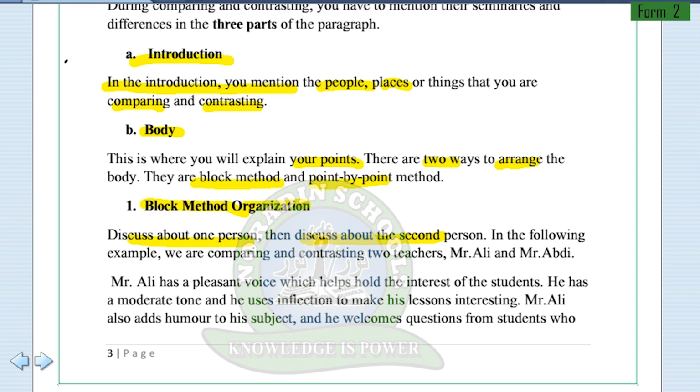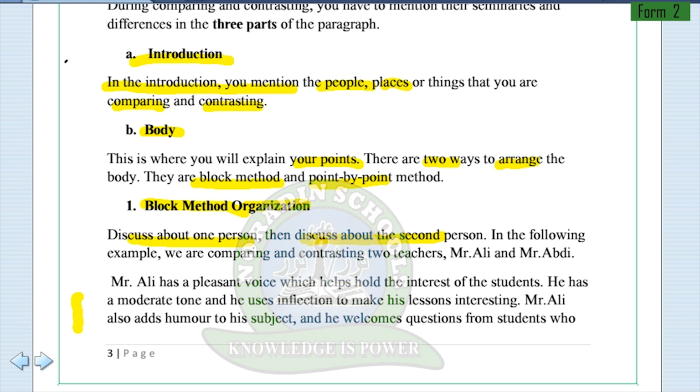In the following example, here we have one example. We are comparing and contrasting two teachers, Mr. Ali and Mr. Abdi. They are in our school. Perhaps you know them very well. Let's start, and remember we are using block organization. Here, we are writing all the information about Ali.